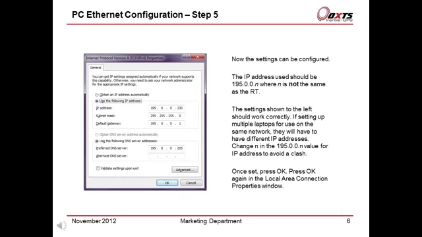Once set, press OK. Pressing OK again in the local area connection properties window will then set your configuration. In Windows XP, it is not necessary to reboot the computer. However, if you are logged onto a server that requires the IP address to be fixed, then Windows XP will not change the IP address until after rebooting.